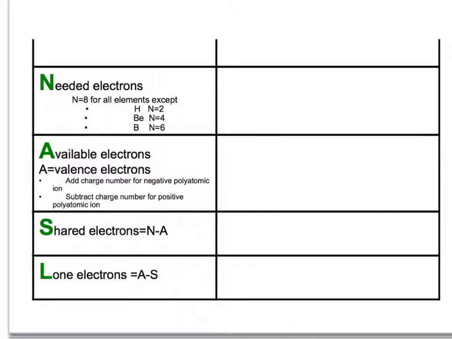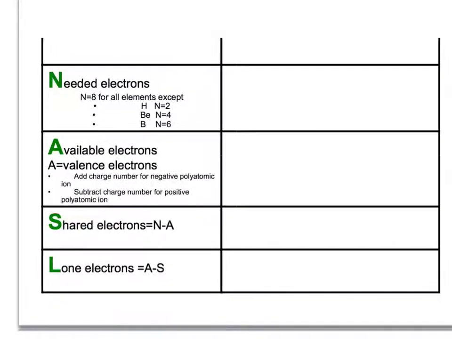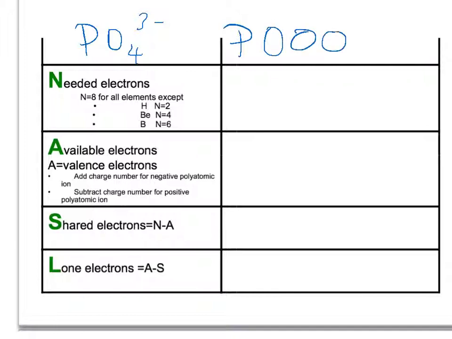So let's see how this method can help us get to the Lewis structure of that particular polyatomic ion, PO4 3-, or phosphate ion. Let's see how we can get to the number of shared and lone pairs of electrons in phosphate ion, PO4 3-, so 1 phosphorus and 1, 2, 3, 4 oxygens with an overall charge of 3-.